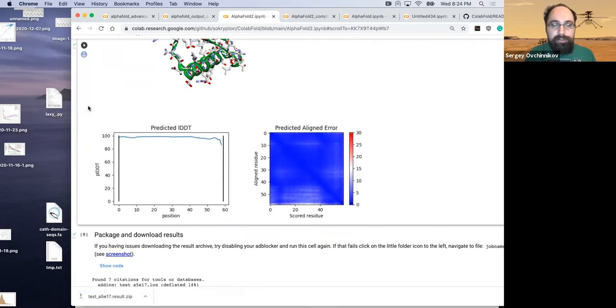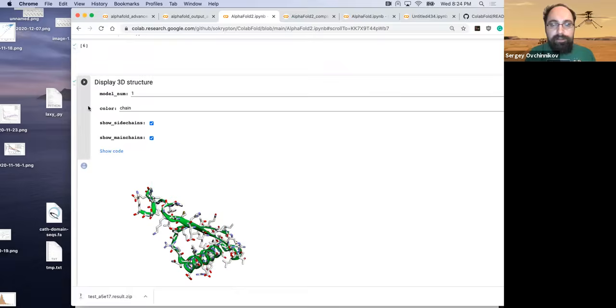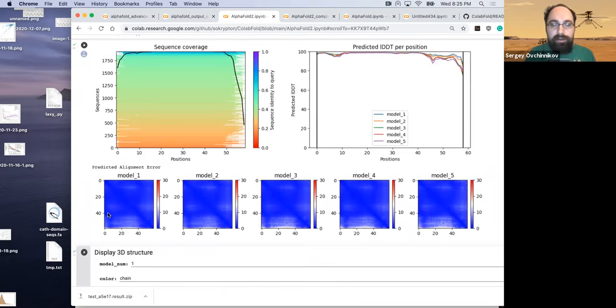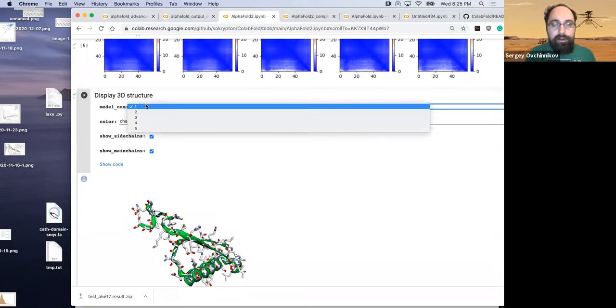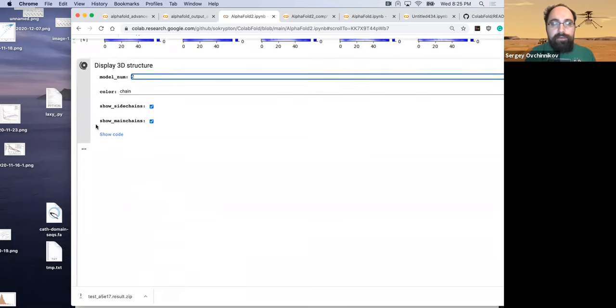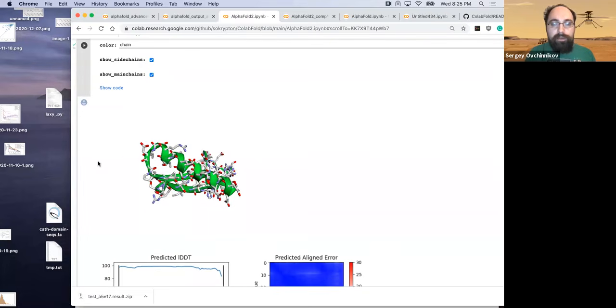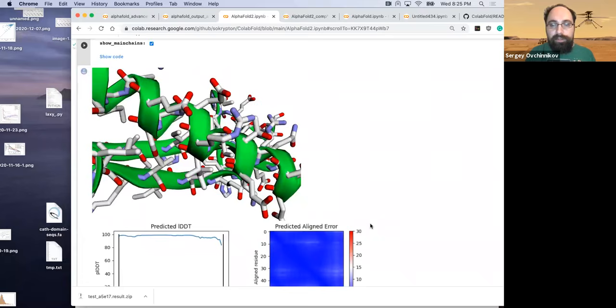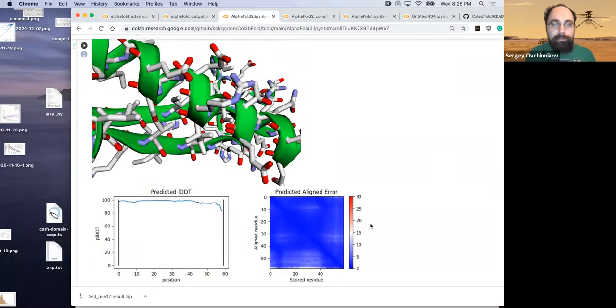Once again, this is the same information as here and here, except now you can say, I want to see model number 2. This will give you the information just for model 2, and this plot just for model 2. So it just makes it a little easier to see what's going on.